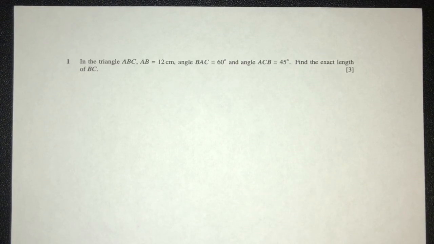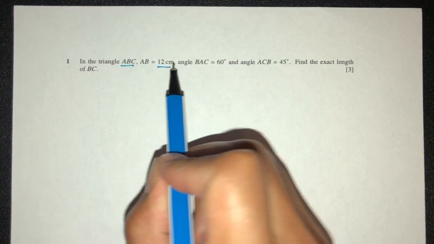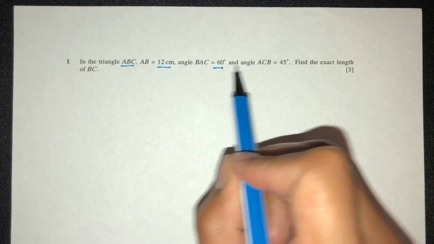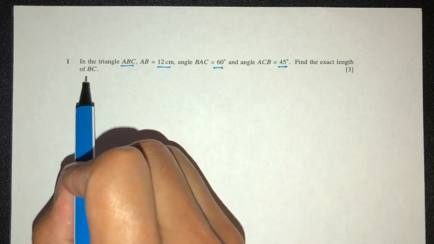In this question we have, in the triangle ABC, AB is 12, angle BAC is 60, angle ACB is 45, find the exact value of BC.